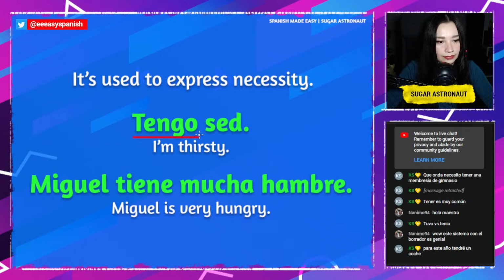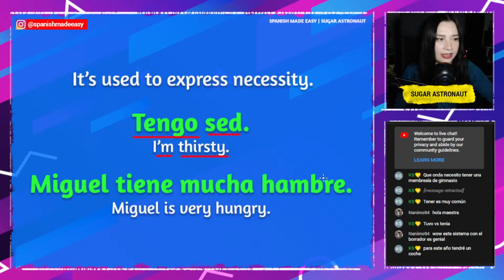Tengo. In English is similar to I am. Sed, similar to thirsty. Sed can mean thirst or when you feel thirsty, okay? In this situation, tener is very similar to the English verb to be, okay? Tengo sed. You're literally saying, I have thirst, okay? But in English, it's similar to saying, I am thirsty.